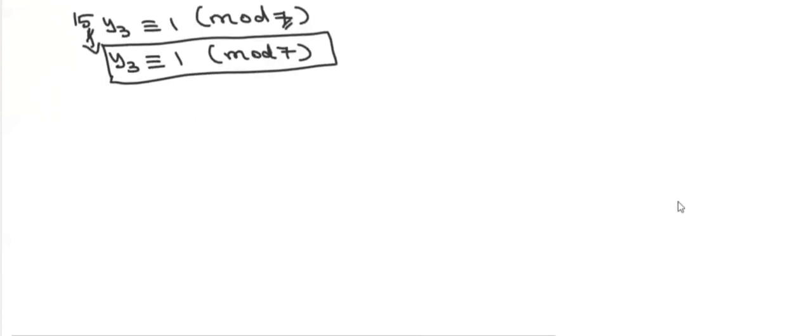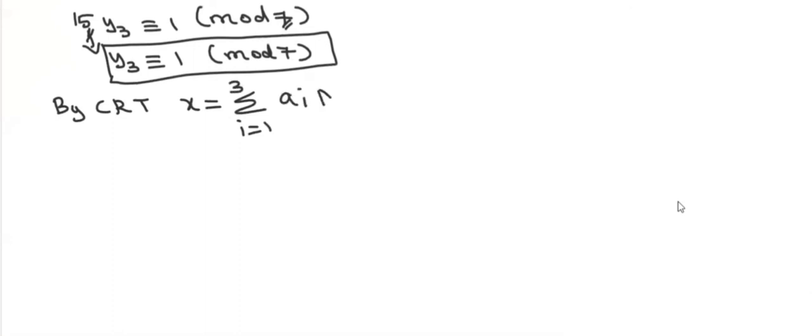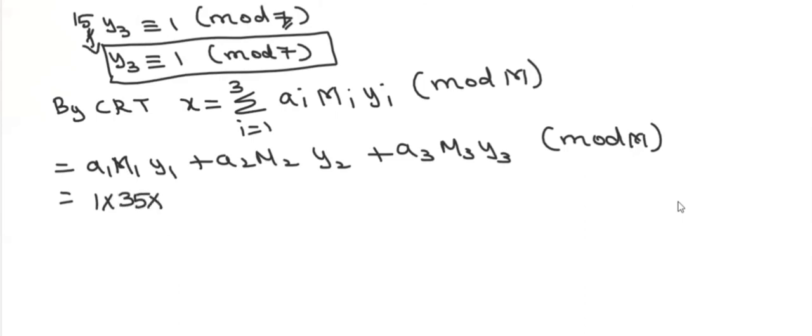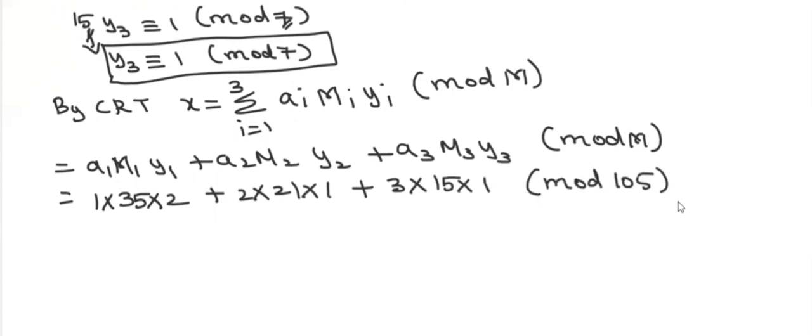Now from the CRT equations, I can write x is equal to the summation, i varying over the 3 values, of ai Mi yi under modulo capital M. In expansion: a1 M1 y1 plus a2 M2 y2 plus a3 M3 y3 under modulo M. Replacing all the answers: 1 into 35 into 2, plus 2 into 21 into 1, plus 3 into 15 into 1, under modulo 105. Adding, this is 70 plus 42 plus 45 under modulo 105.